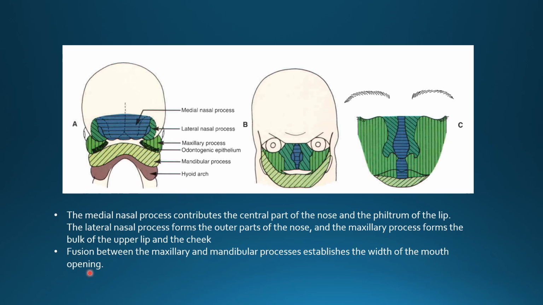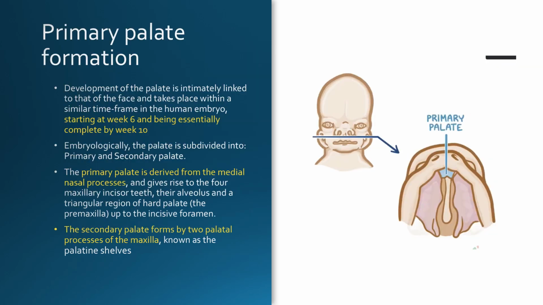Going to the palate, the development of the palate takes place around the same time frame when the face is developing, and it starts around week 6 and ends by the 10th week. Embryologically speaking, the palate is divided into two parts, the primary palate, the anterior region here, and the secondary palate, depending on where these parts are derived from. The primary palate is derived from the medial nasal process. It gives rise to the 4 maxillary incisor teeth, their alveolus, and the triangular region of the hard palate up to the incisive foramen.